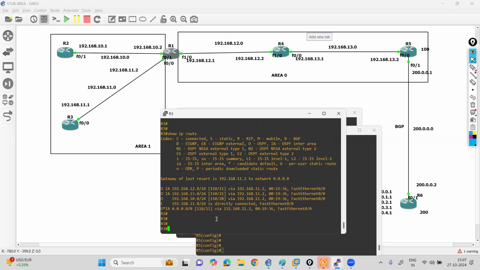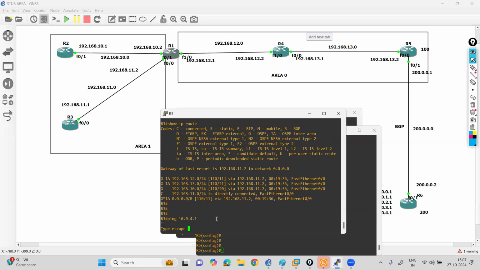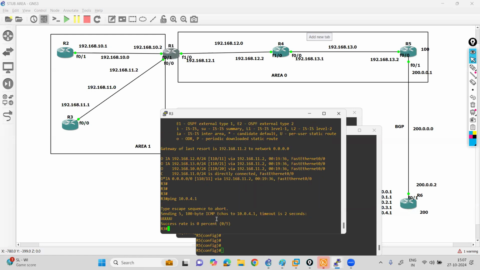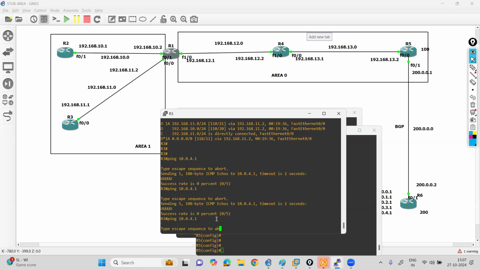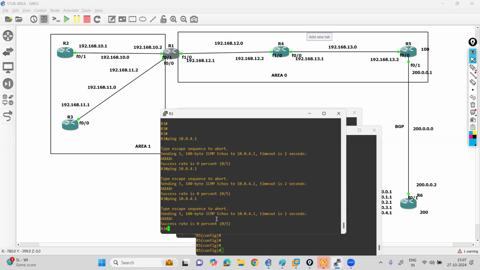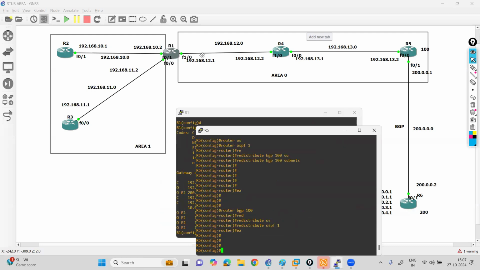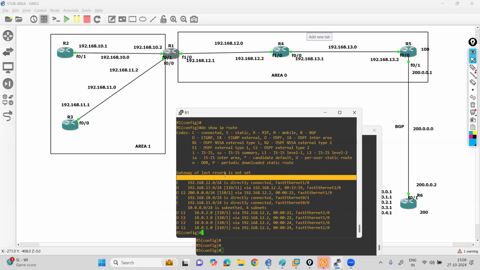Let me try to ping them. Ping, which one is this? 10.0.4.1. So they are not pinging. Let's see what's happening here. Let's try to ping from R1. Will they ping or not?